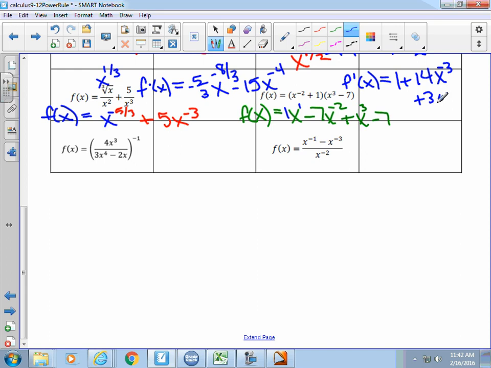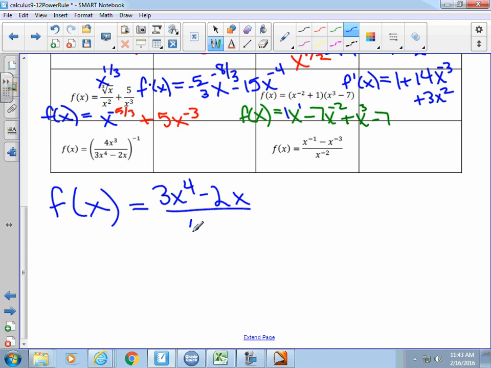Plus 3x squared. And then what happens to the 7? Disappears. Okay, we're going to do two more bad ones. Now, the only way I can make these bad at this point is by making the algebra a little yucky, right? Otherwise, the rule's the same. What's a negative 1 power do? Flip everything. So 3x to the 4th minus 2x over 4x cubed. You got it, Devin. You're learning.